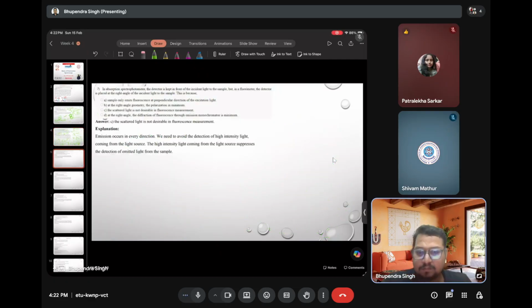Okay, moving to the next question. In an absorption spectrophotometer, the detector is kept in front of the incident light to the sample, but in the fluorimeter, the detector is placed at a right angle to the incident light. This is because the sample only emits fluorescence in a particular direction of the excitation light; at right angle geometry, the polarization is minimum; the scattered light is not desirable in fluorescence measurement; at right angle, the diffraction of the fluorescence through the emission monochromator is minimum.